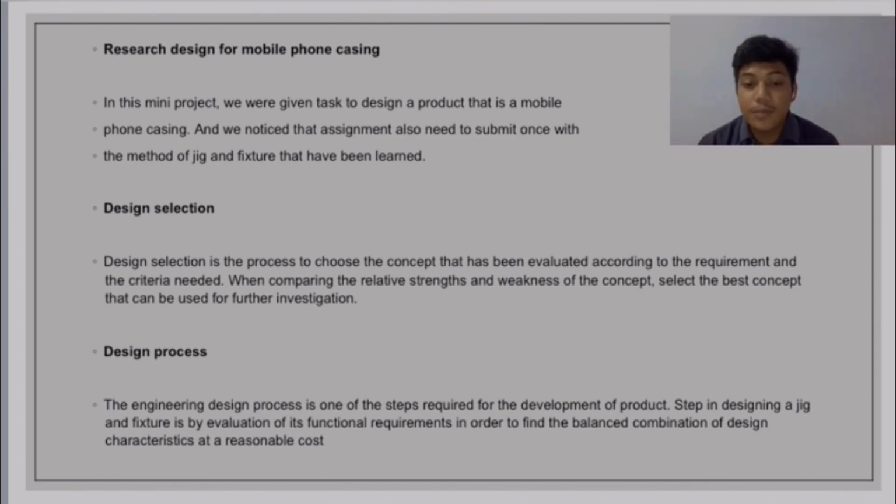Design process. The engineering design process is one of the steps required for the development of a product. A step in designing a jig and fixture is the evaluation of the functional requirements in order to find the balanced combination of design characteristics at a reasonable cost.